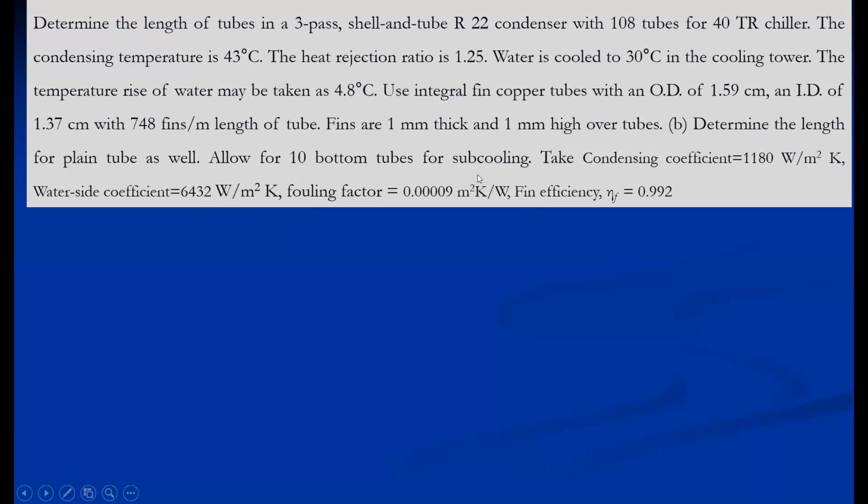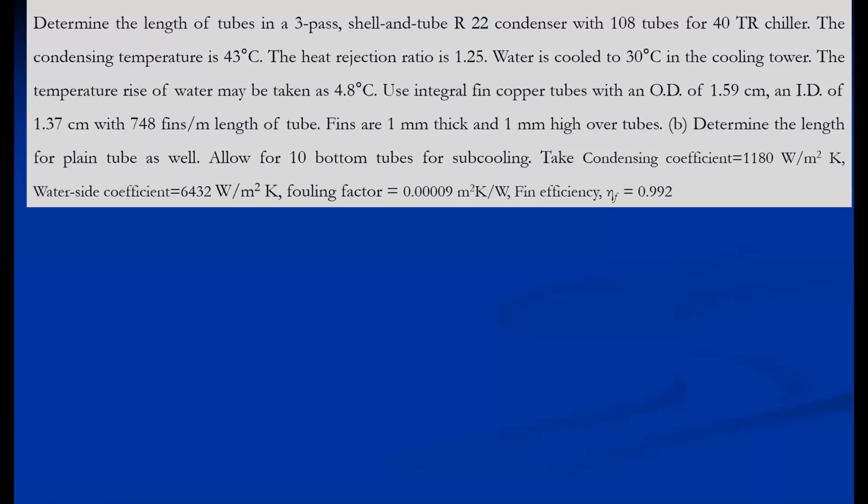So again, the fins are provided. If you see, the fins are given, but they are integral copper fins, whether on the inner side or outer side. So actually it should be on the outer side. Why? Because the outer side heat transfer coefficient is less. So fins are always provided on the side of the lower of the two film coefficients.